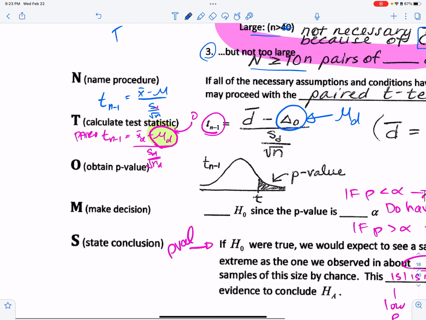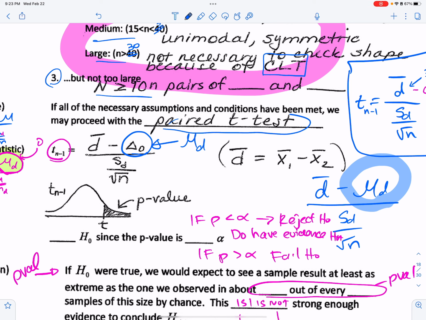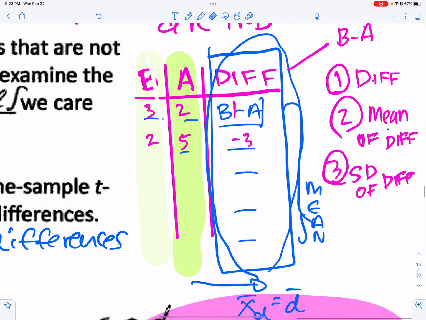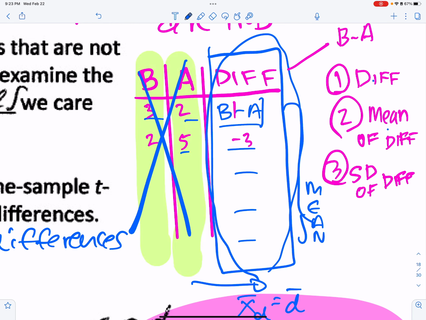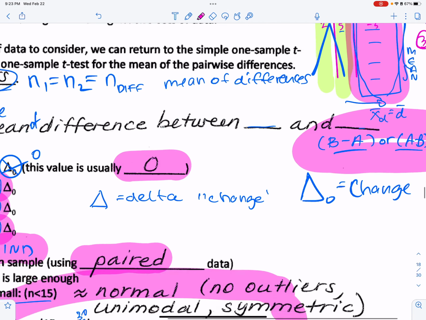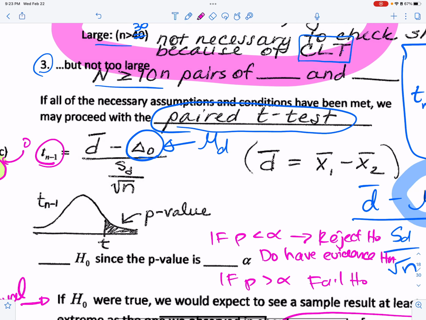All right, naming the procedure. This is a paired t-test. We're going to use the procedures in our calculator using a one sample t-test because it has one list that we're using, which is just this list. I will not be using this list at all, or this list. I will only be using this list here. So we're going to be using one sample t procedures, but it's not a one sample t-test.